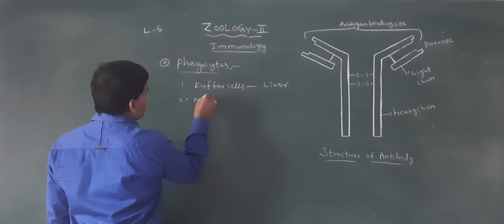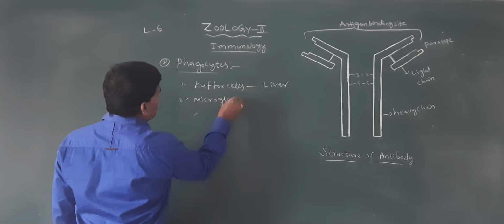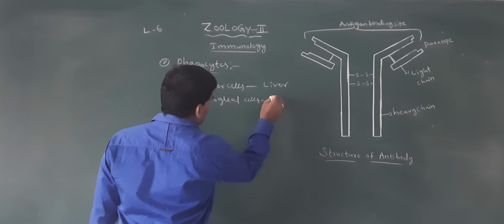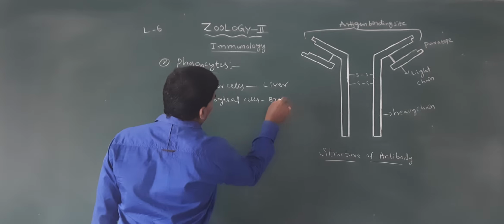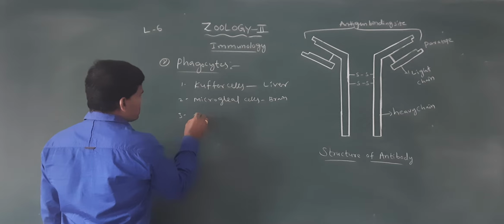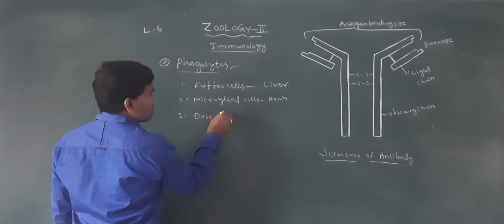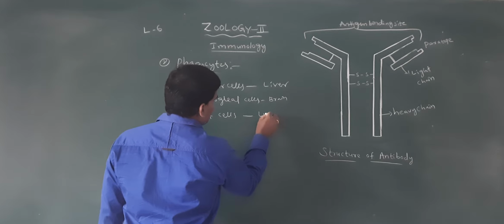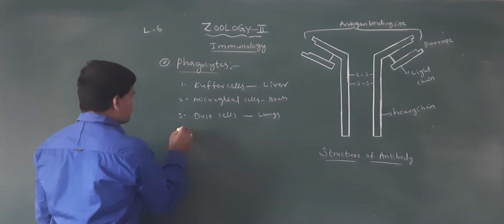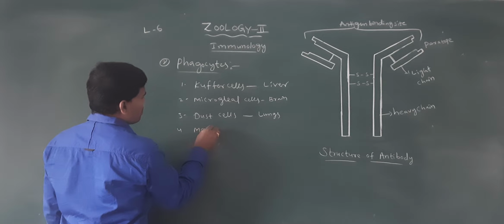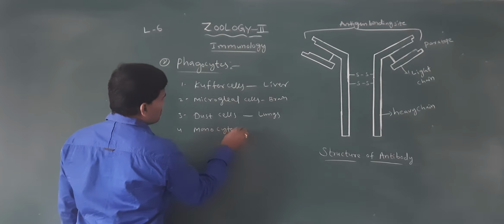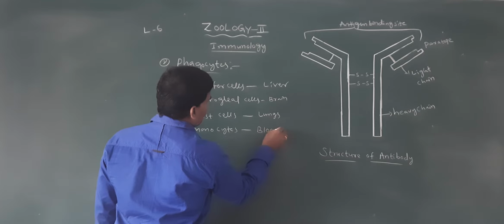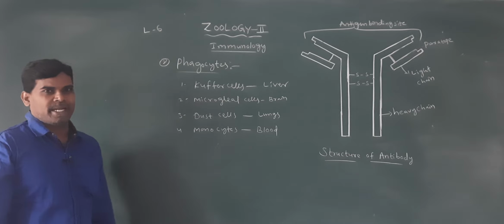Microglial cells occur in the brain. Next, dust cells are present in the lungs. Next, monocytes occur in the blood.